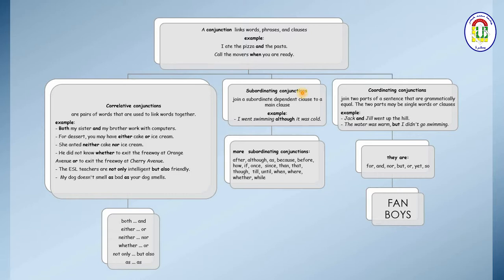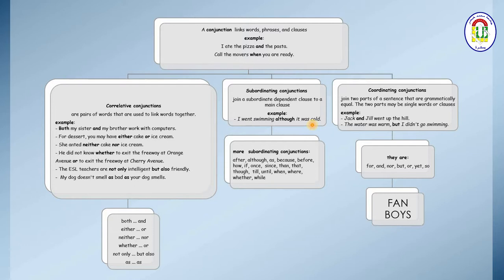The subordinating conjunctions are used just to join a subordinating dependent clause to a main clause. And this is normally what I was talking about before. So it links a subordinating clause to a main clause. And here we are talking about complex sentences. Complex sentences. I went swimming although it was cold. So it is dependent on the main clause.